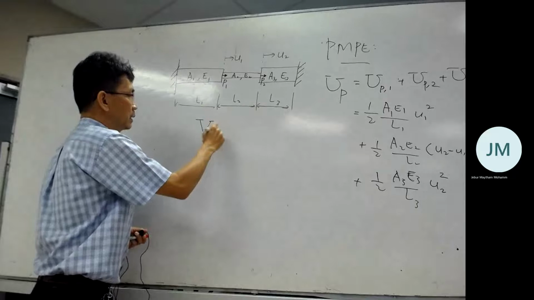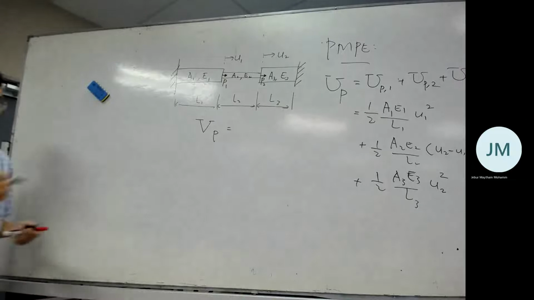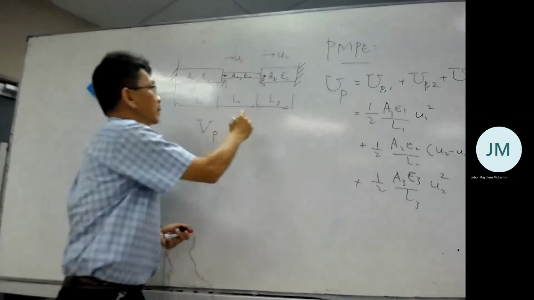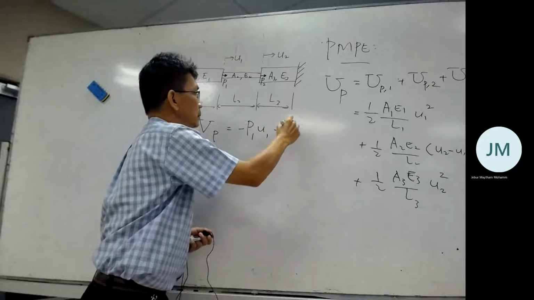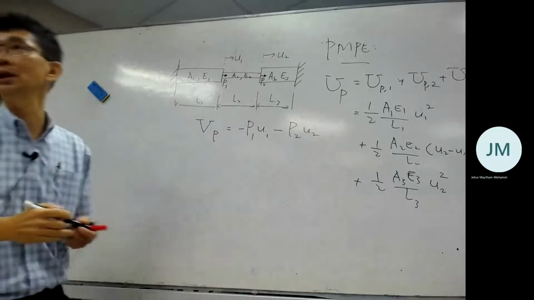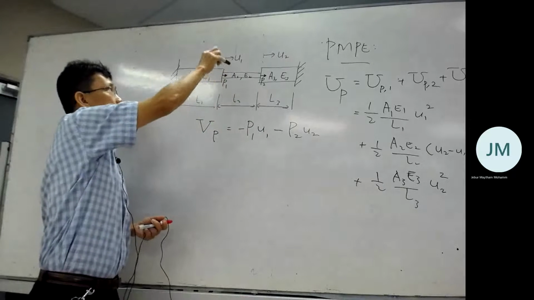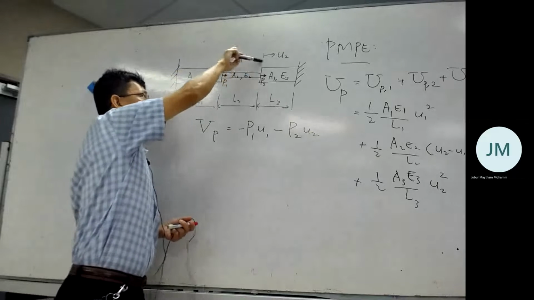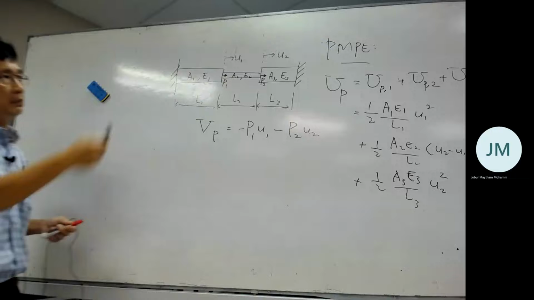Then the VP, class. What is the VP here? VP is minus P1 U1 minus P2 U2. This is the VP. The external load is here, so the corresponding displacement at the point of action is U1. This is U2, negative, negative. Next you get Pi P.